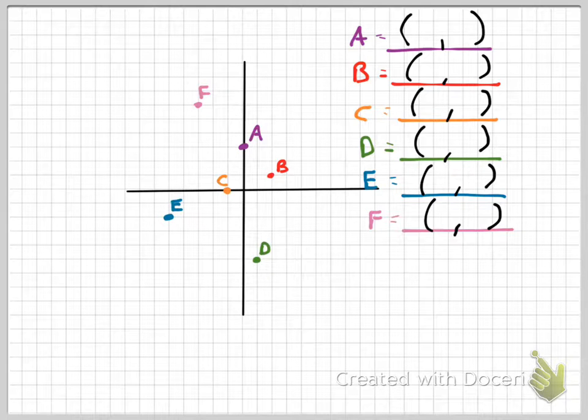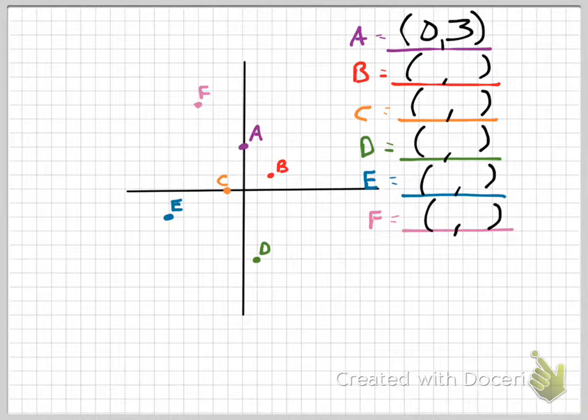For A, where does it land on the x-axis? Is it over here? Is it at 4? No, where does it land? 0. Right? It lands at 0. Where does it land on the y? That's here. It's 1, 2, 3, right? It's at 3. How many of you got 0, 3? Okay, good.